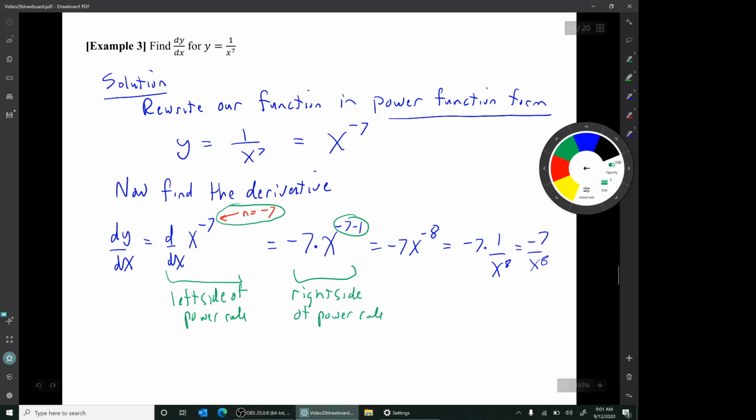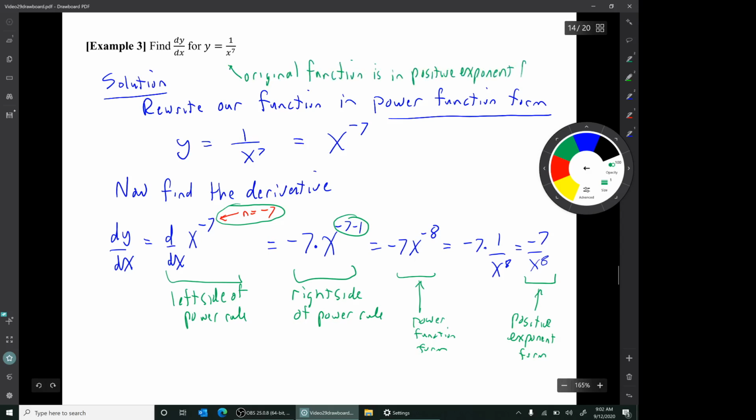Now, when we do the arithmetic, notice that we get a result that has a negative exponent. So this is power function form here, but it's, I think, clearer to convert to positive exponent form. So remember that our original function was in positive exponent form. So it was useful, we had to rewrite the function in power function form to take the derivative. Once we find the derivative, though, it's clearer to convert the result to positive exponent form.